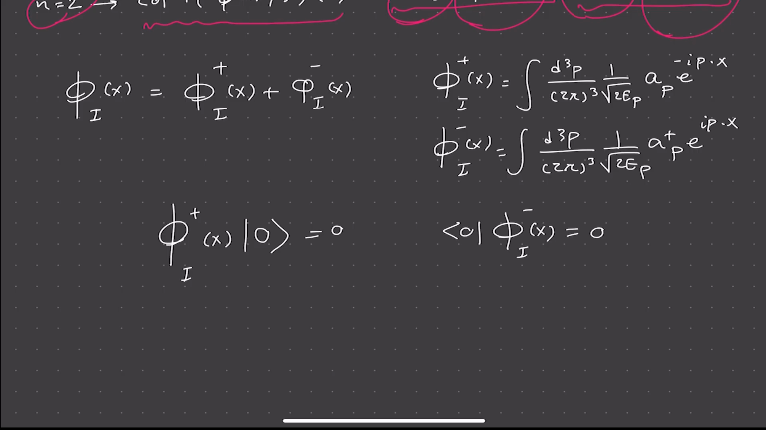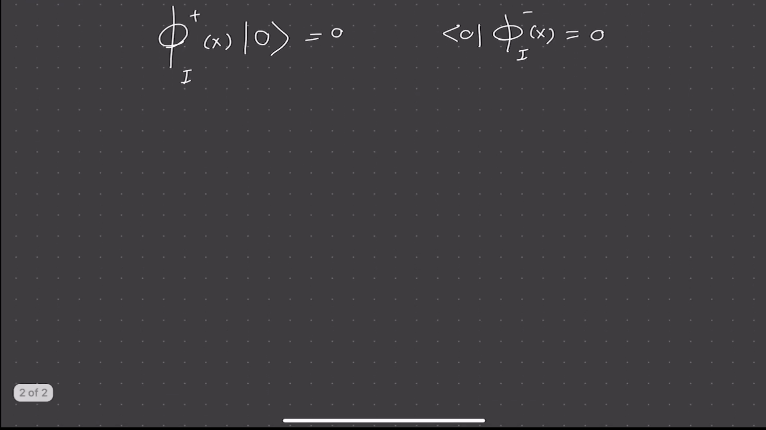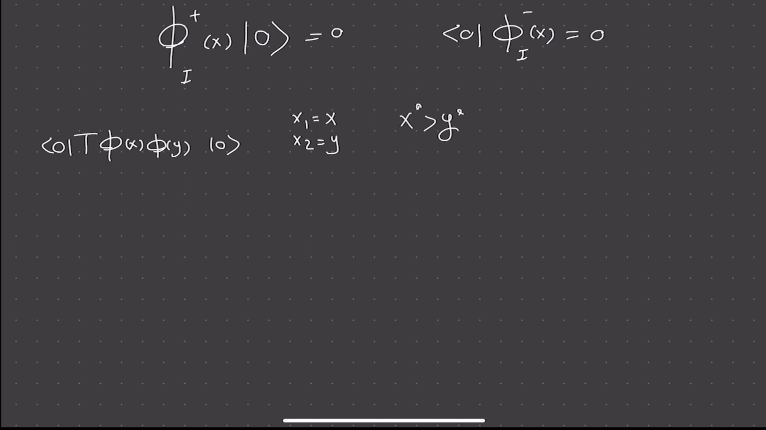We use that in order to reorder the multiplication of two fields. Imagine I'm considering two fields, phi of x and phi of y, instead of x1 and x2, so x1 is x and x2 is y. Imagine a case where x0 is larger than y0, so x0 happens after y0. So this is going to be phi x, phi y, and we want to calculate this expectation value.